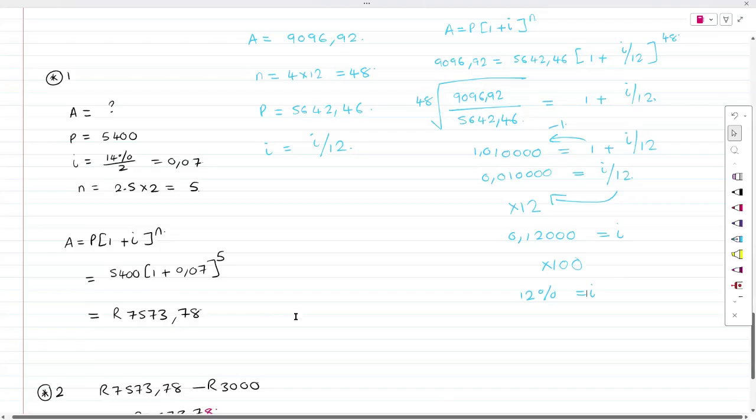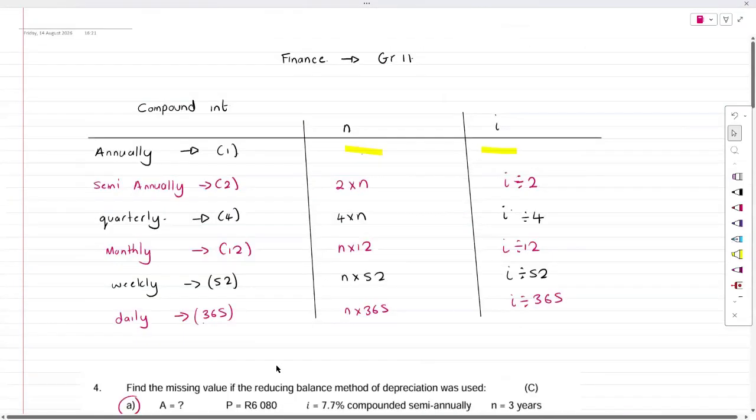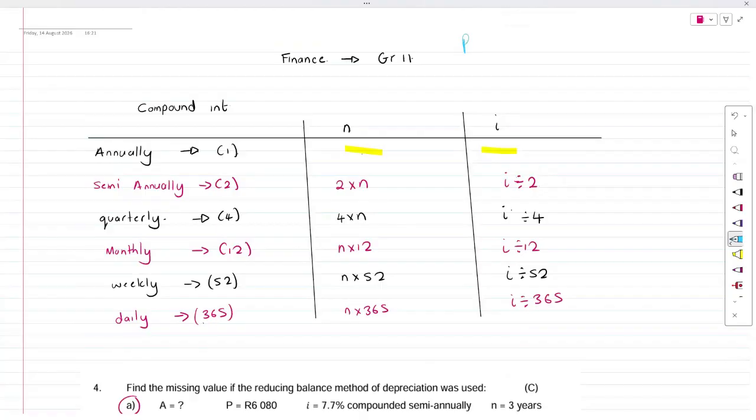This would be part 1 of the lesson. We'll deal with part 2, which would be effective interest, and maybe 3 more timeline questions. 3 timeline questions should be good. Okay, good luck, guys.